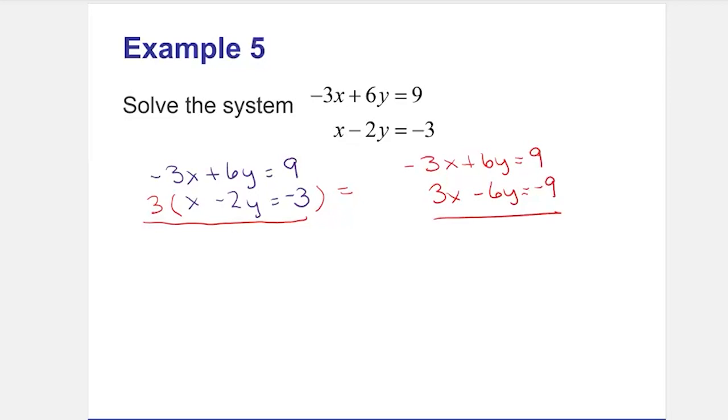Now notice this cancels. This is 0, this is 0, and this is 0. So what I get is 0 equals 0. So what does that mean? It means it's always true. This has infinitely many solutions.